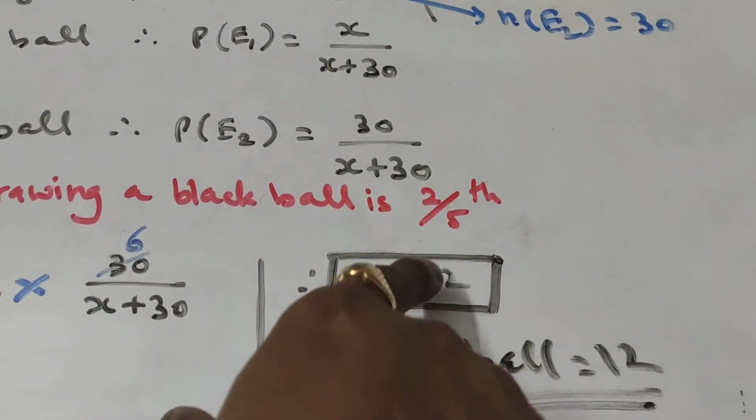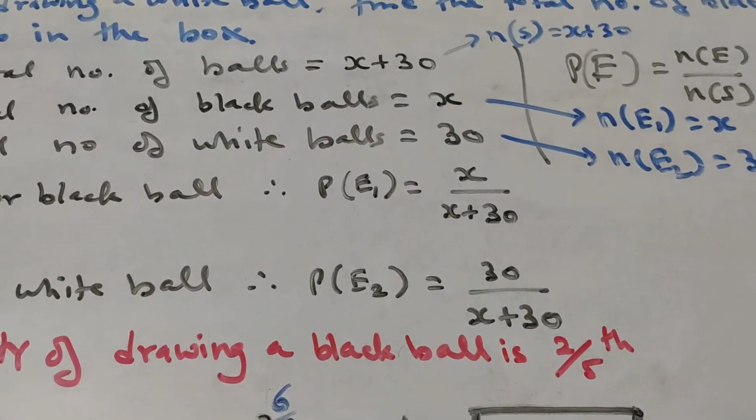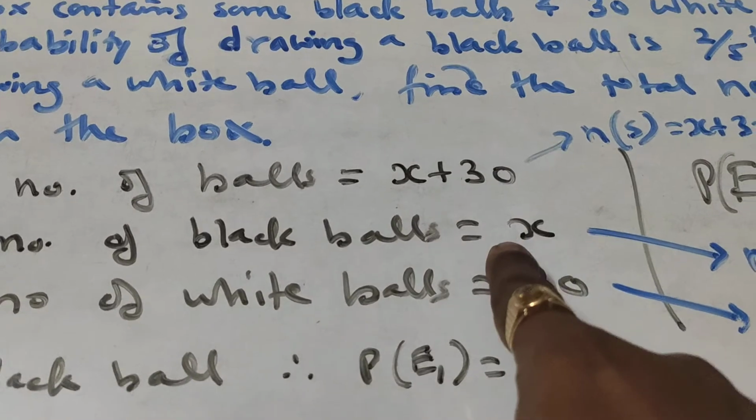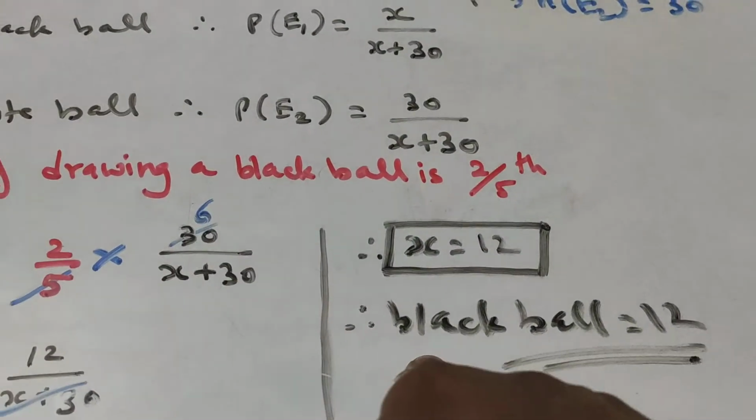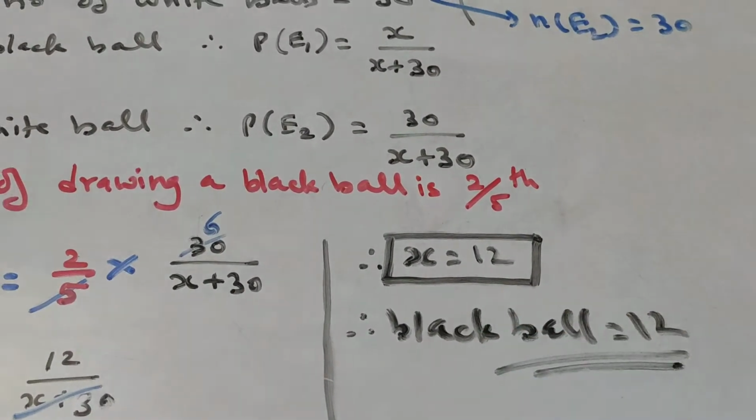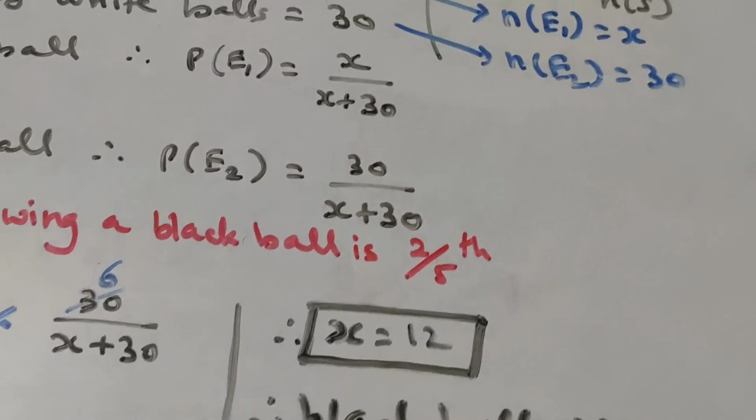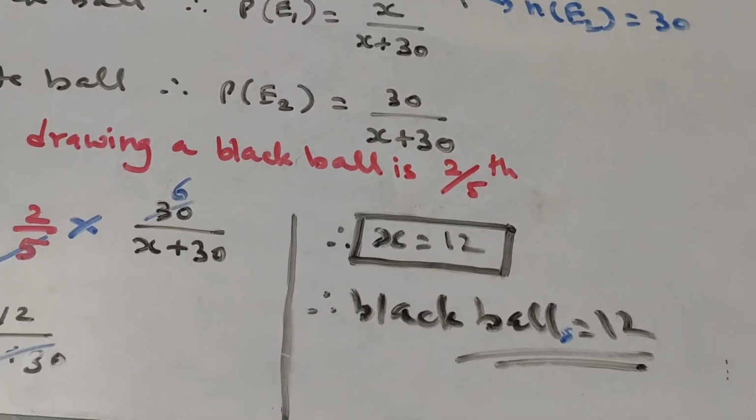So we got x equal to 12, and x is related to black balls. So therefore x is equal to 12. Black ball is equal to 12. So we can say the total number of black balls in the box is 12.